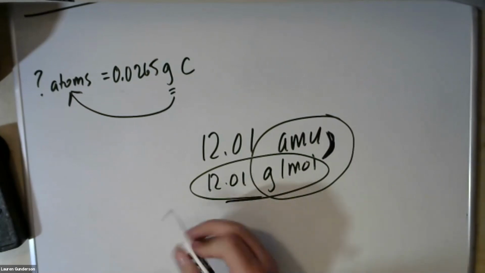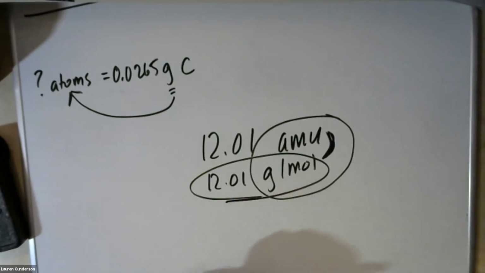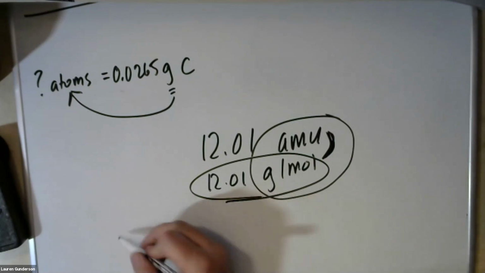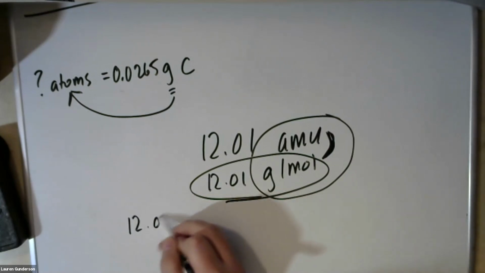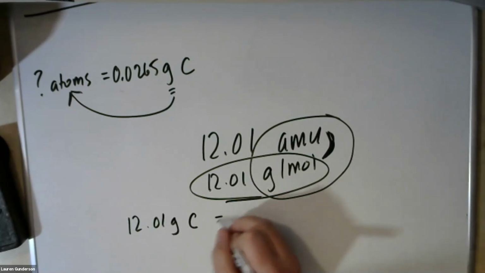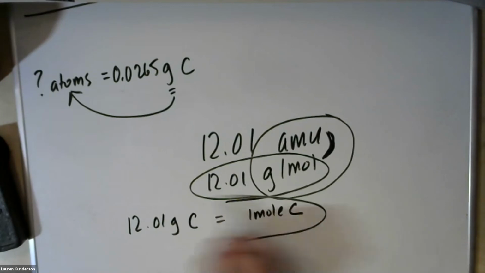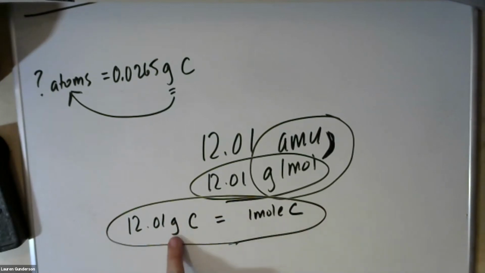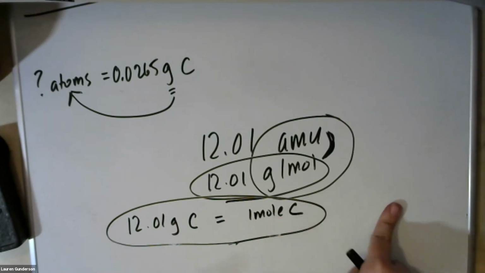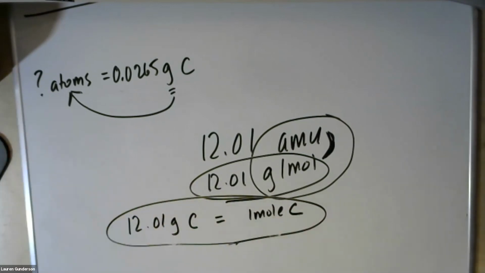When we look at the molar mass, we can represent this as a unit equation. We can say that for every 12.01 grams of carbon, that equals 1 mole of carbon. And if we have this relationship, now we have a way to go from the mass value of carbon into a mole value of carbon. Once we have a mole value of carbon, then we can use Avogadro's number and figure out how many atoms of carbon are present.